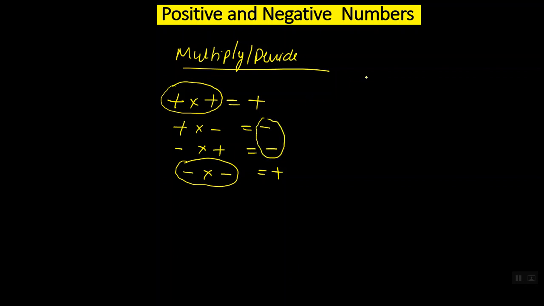Okay, that same thing holds true for division as well. Positive divided by positive number, the result is positive. Positive by negative, it's negative. Or negative by positive, the result is negative. Negative number by negative number, the result is positive. Same thing, whether it is multiplication or division, the sign works the same way.